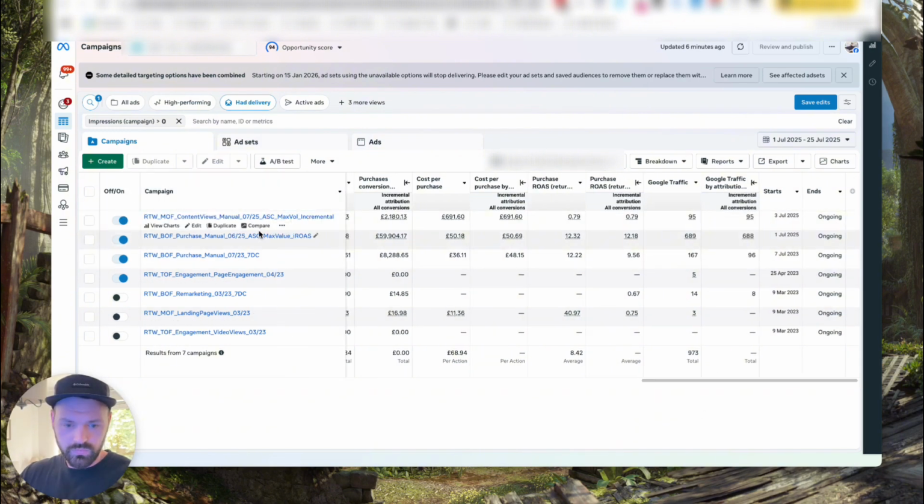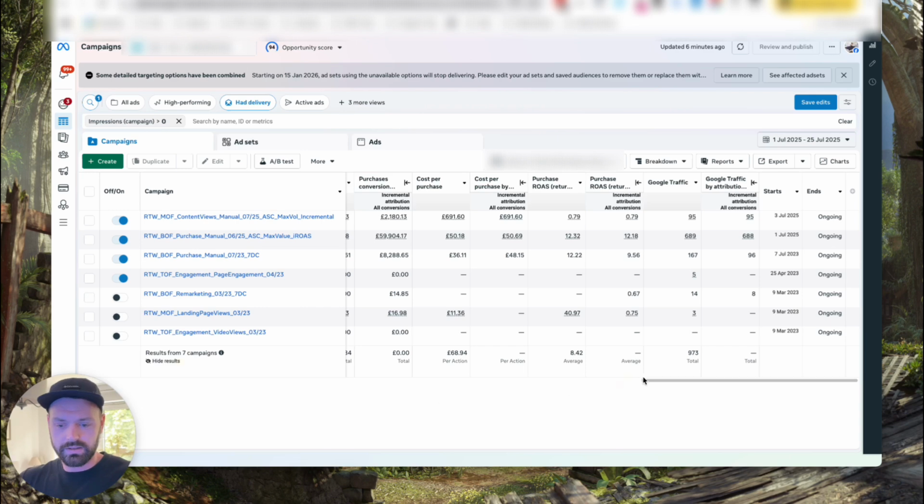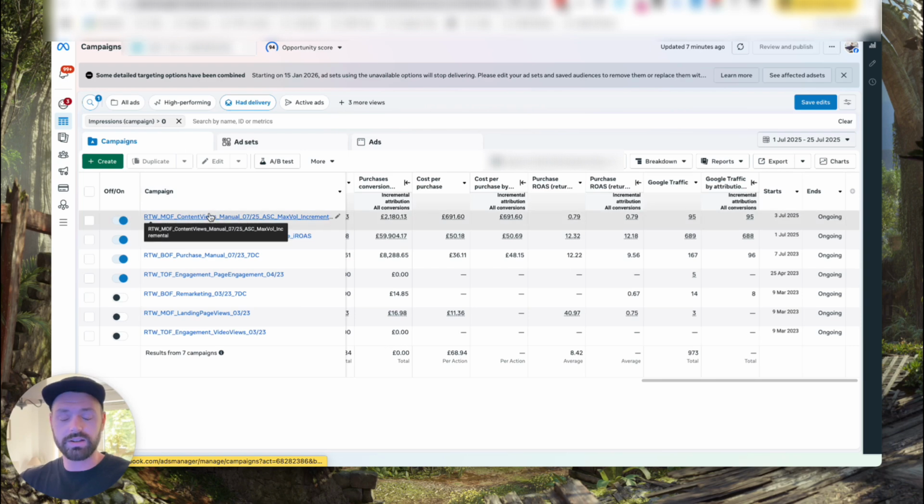So you can see here we have our max value iROAS campaign. It's not actually an iROAS campaign, it's just an incremental campaign. So this is the bulk of what we spend against for our purchase. I do actually like having the content view campaigns as well for driving colder traffic.